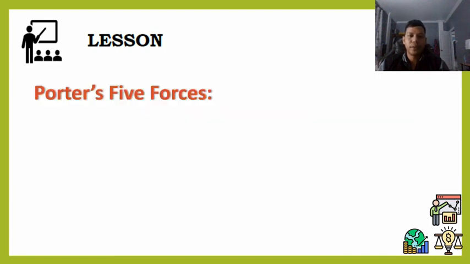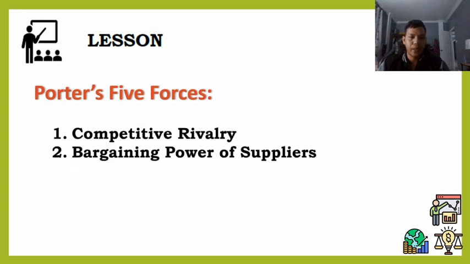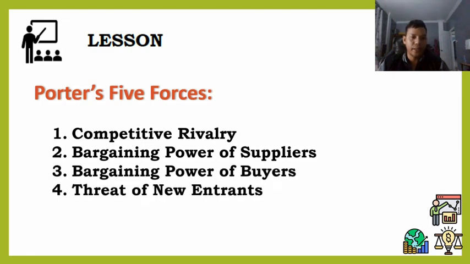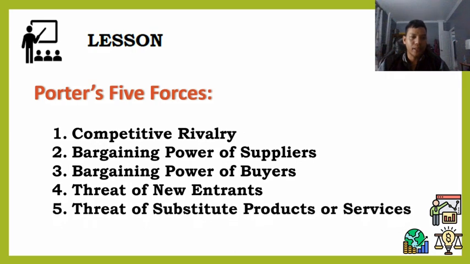So we will discuss Porter's five forces. There are five forces. First is competitive rivalry. Second, bargaining power of suppliers. Three is bargaining power of buyers. Four, threat of new entrants. And five, threat of substitute products or services. So these are the five forces. If there are forces, there will be an impact on the market.